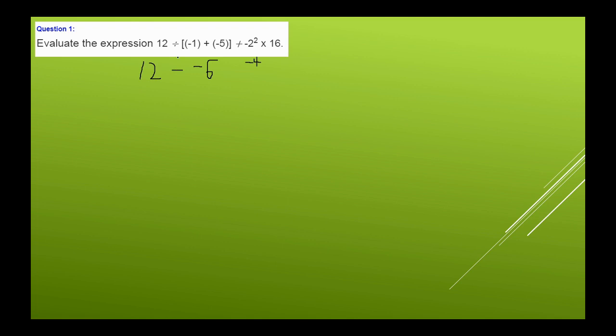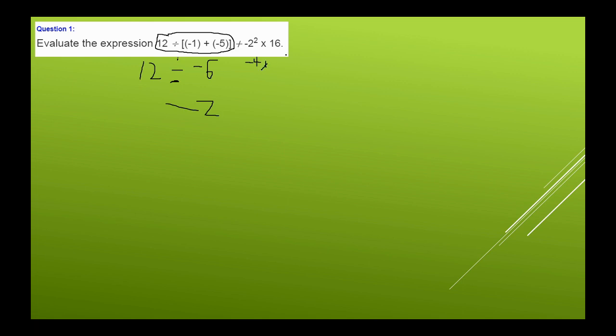So division is just like multiplication. When you have the divisor and the dividend with different signs, the answer will be a negative integer. So 12 divided by 6 is 2, but then they are with different signs, so the answer will be negative 2. Okay, so this whole expression here is simplified to just negative 2.